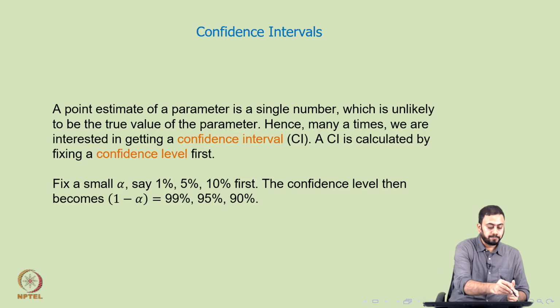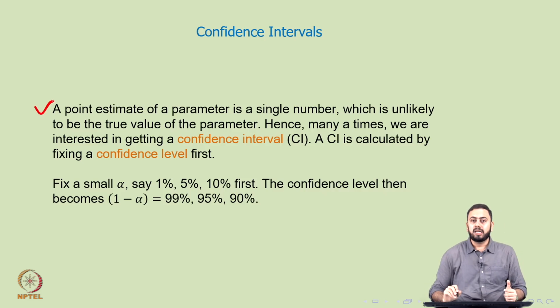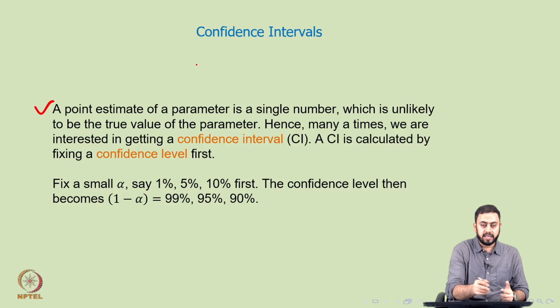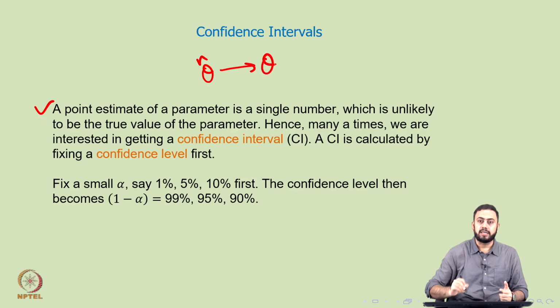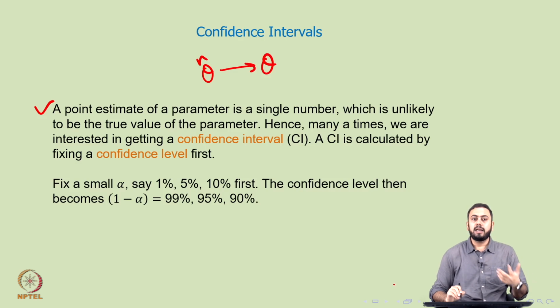Alright, so just to begin with, what is the idea called a confidence interval? A point estimate of a parameter is a single number. As discussed in the beginning of today's session, a point estimator is nothing but a single number, say theta hat, and we're proposing theta hat to be a valid estimator of theta. A point estimate of a parameter is a single number which is unlikely to be the true value of the parameter. If you're proposing a single value as an estimator of theta, then this theta hat is very rarely going to be very close to theta, or the exact value that theta takes.